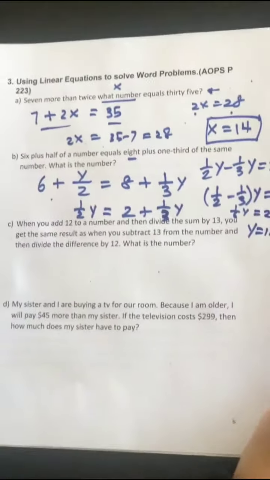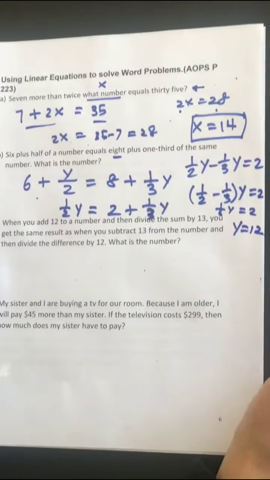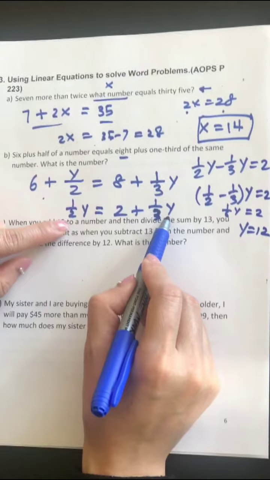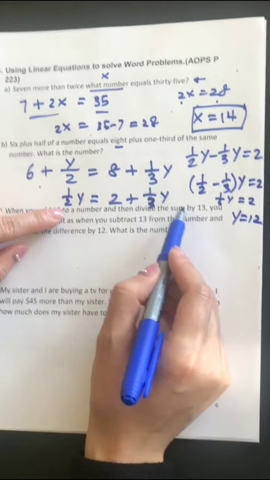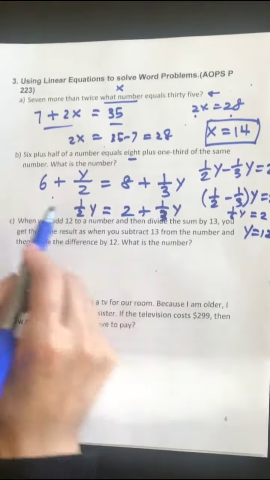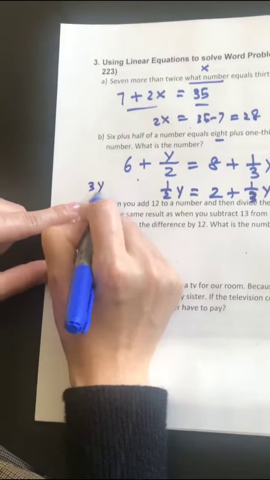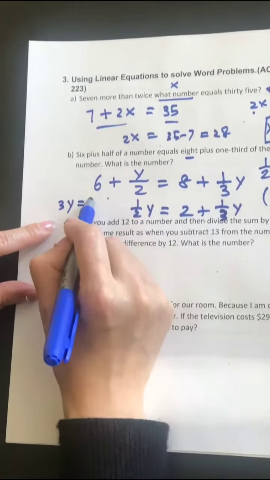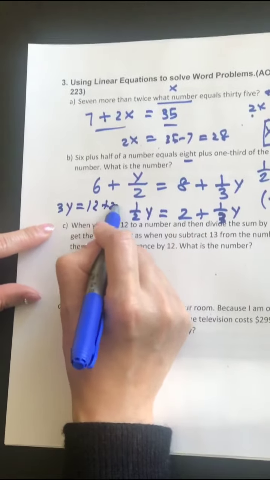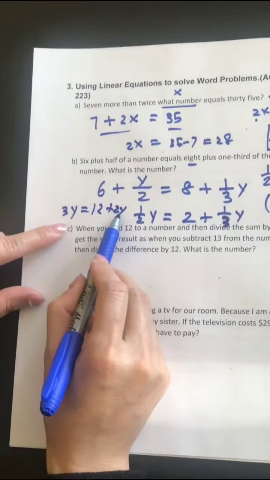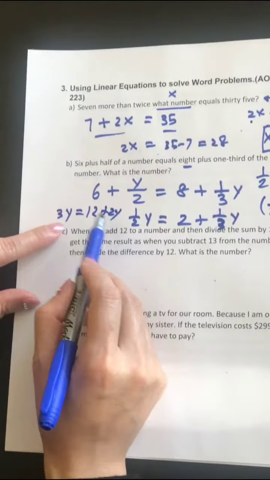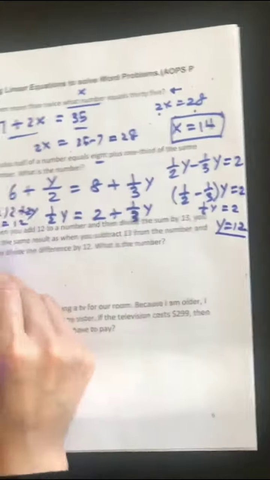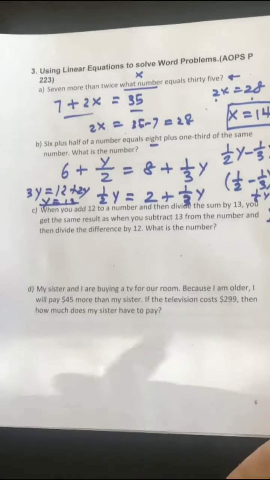In this problem, we can also do it in a different way. Once we get to this equation, we can multiply each side by 6. If we multiply the left-hand side by 6, I would have 3y. If I multiply the right-hand side by 6, I would have 12 plus 2y. Now we subtract 2y from both sides to get y equals 12. So you can see that two different ways give you the same answer.